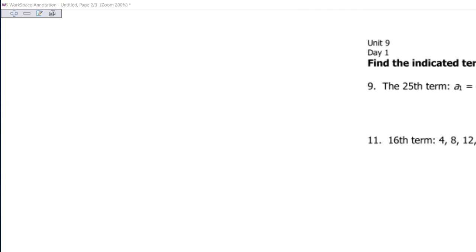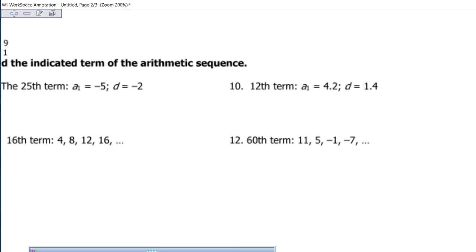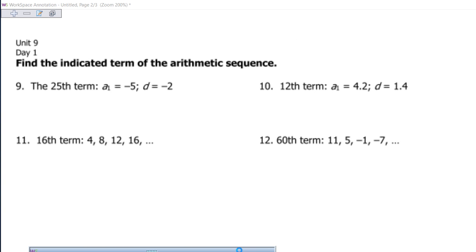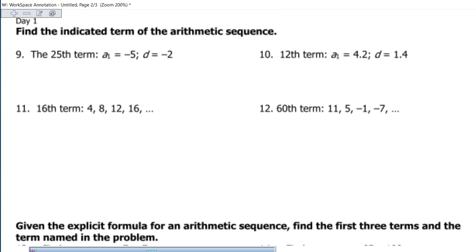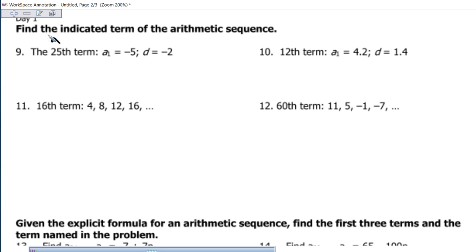Next up, we've got number 9. Okay. And now they're switching up our instructions just a little bit. Okay? It says to find the indicated term of the arithmetic sequence. Alright, so it's asking us to find the 25th term of this sequence. Alright, now it went ahead and it gave us A1, and this is actually N right here.